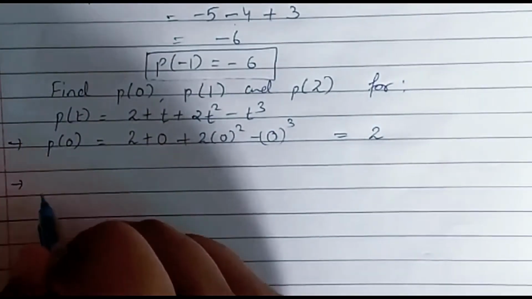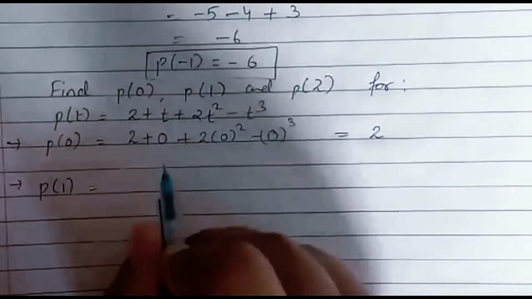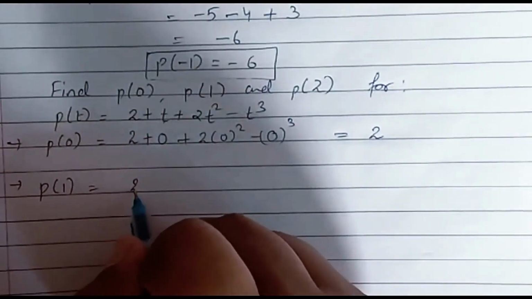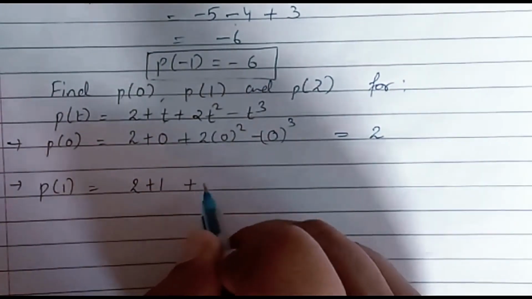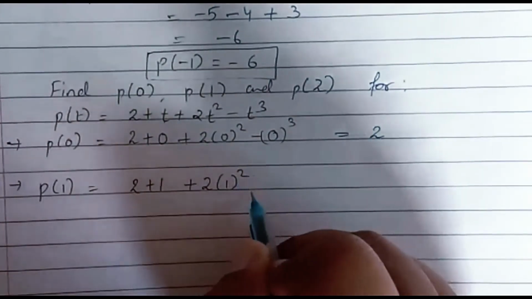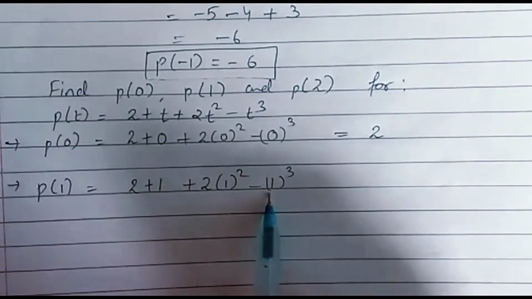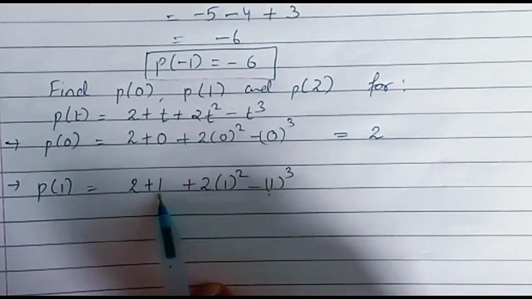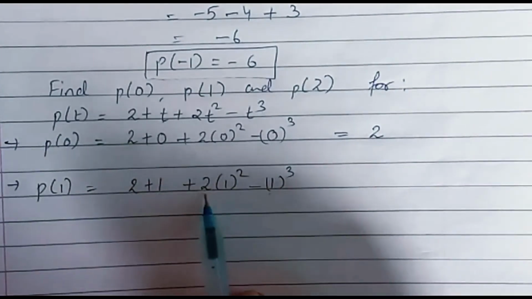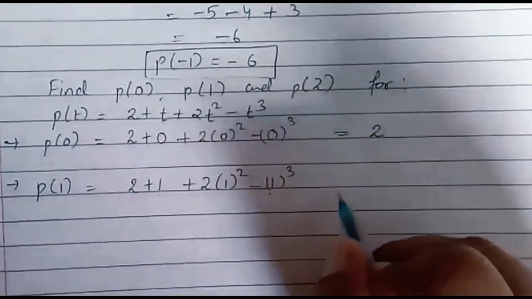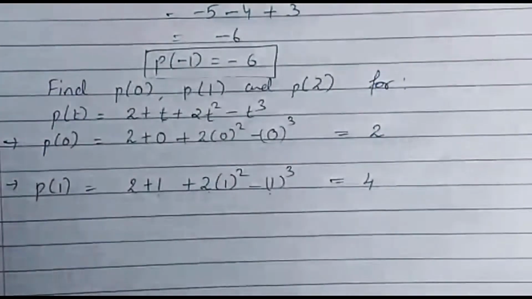Same way, what is p of 1? In place of t we will replace by 1: 2 plus 1 plus 2 into 1 the whole square minus 1 the whole cube. Now 1 the whole cube is 1, so 1 minus 1 will be 0. And 1 the whole square into 2 will be 2. 2 plus 2 will be 4. So the answer for this one will be 4.